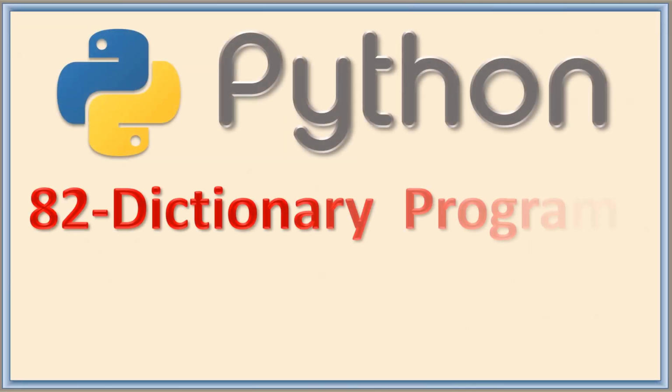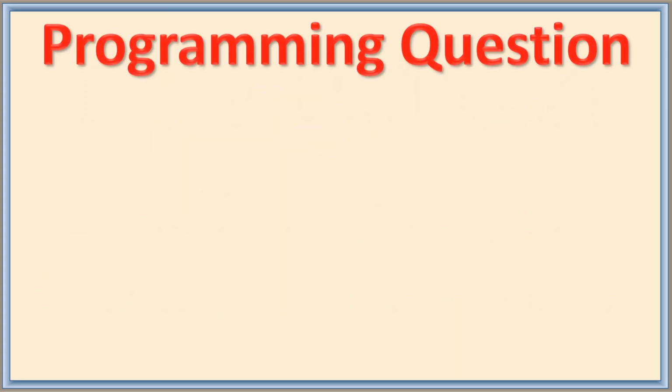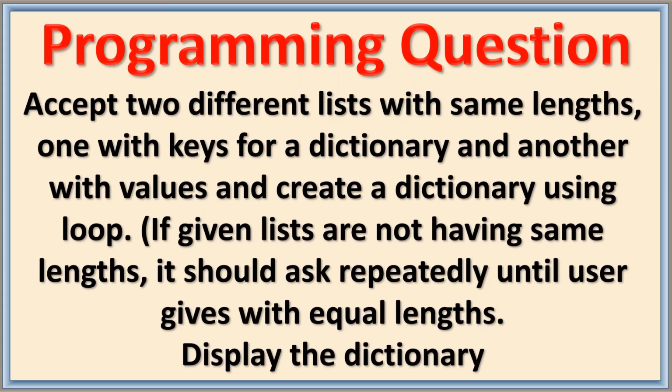Hello everyone, welcome back. In this class we are going to create a dictionary program where we will accept two lists from the user and create a dictionary. Programming question: accept two different lists with the same lengths, one with keys for a dictionary and another with values, and create a dictionary using loop. If given lists are not having same lengths, it should ask repeatedly until the user gives the equal lengths. Display the dictionary. Let us go to Python.